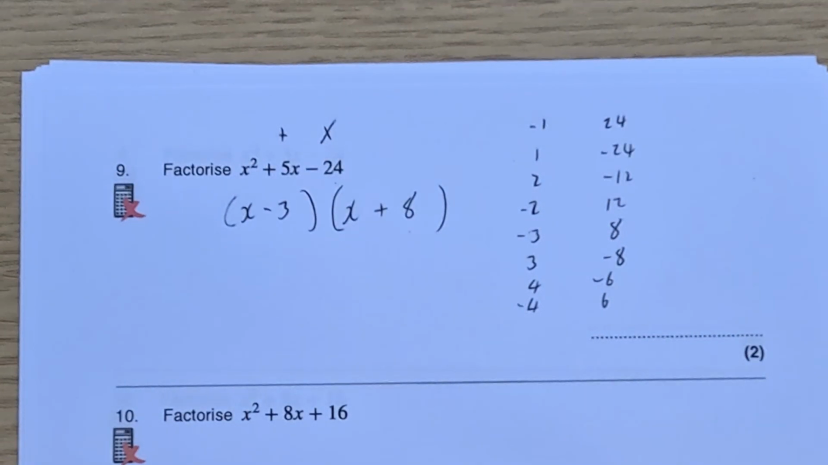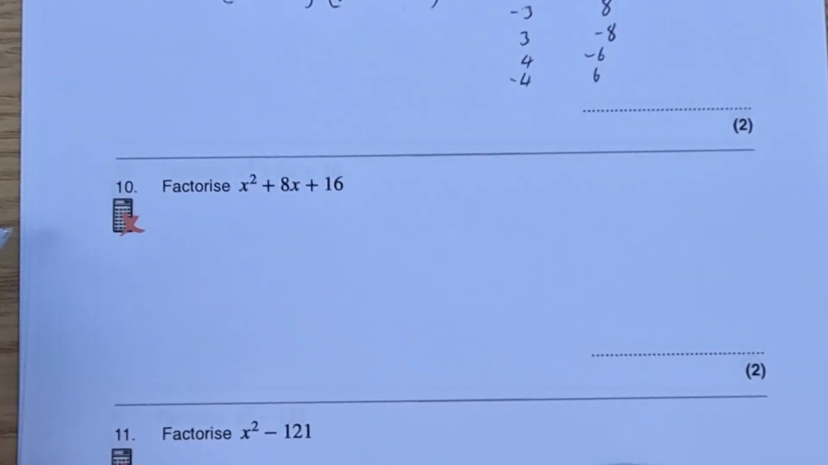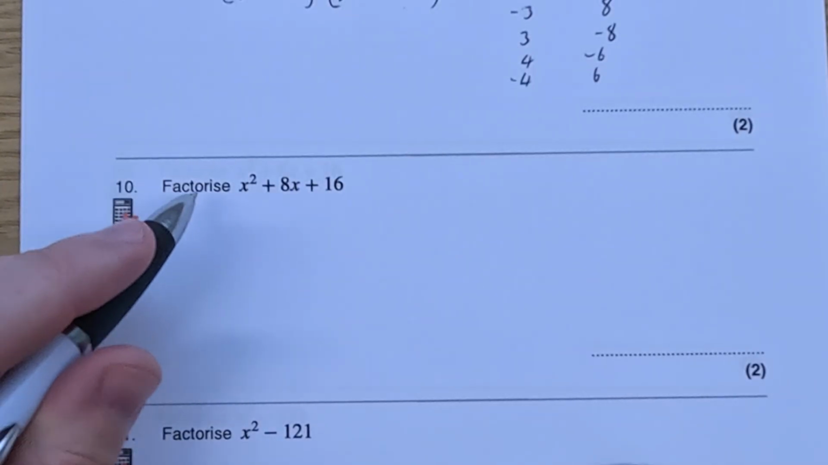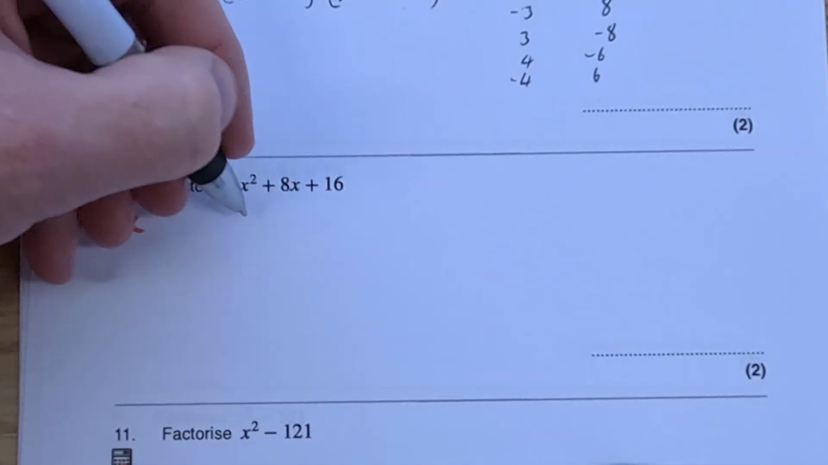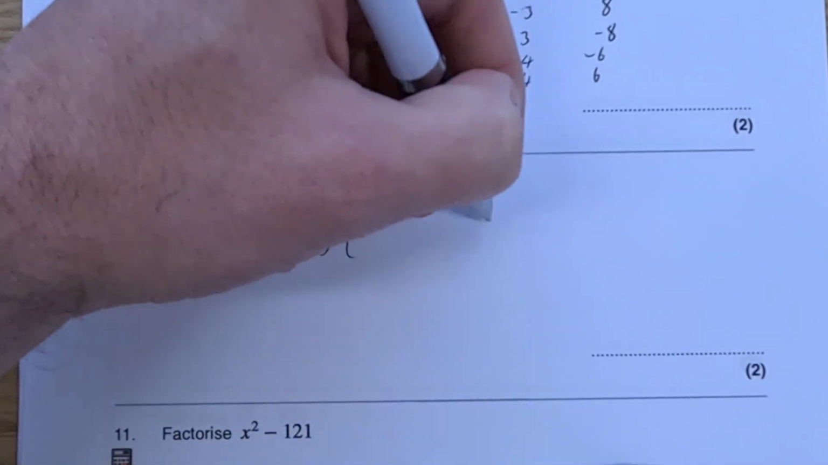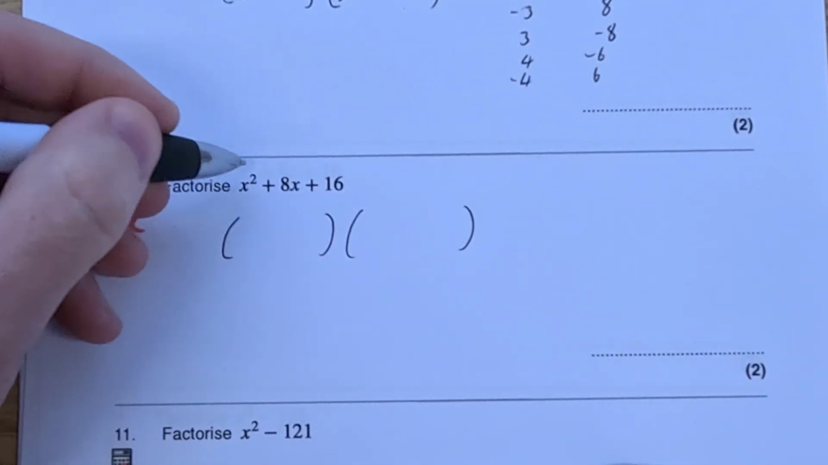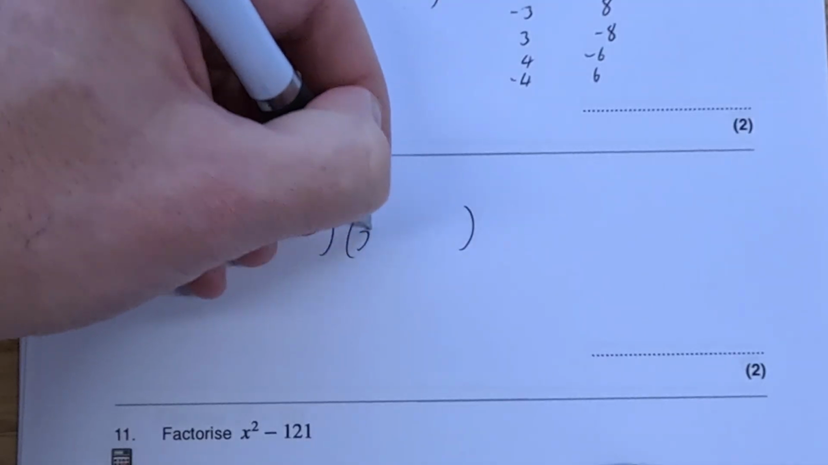Okay, let's look at our next question, question number 10. So question number 10, we've been asked to factorize x squared plus 8x plus 16. So here's a quadratic, and we want to factorize it. So let's put our brackets down, bracket, bracket, bracket, bracket. It's got an x squared at the front, so let's put x's at the front of both brackets.